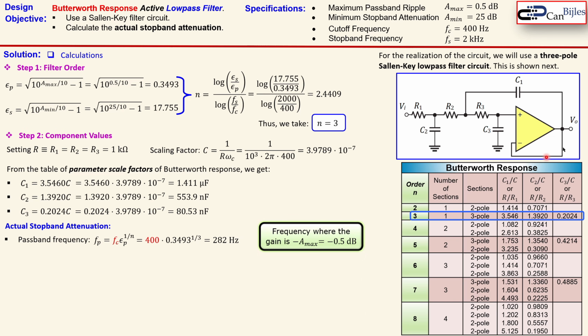So since this is a unity gain feedback, at low frequencies it will have a gain of 1, so unity. That means 0 dB, and we will go down by 0.5 dB at this frequency. So we will check that also in the simulations.